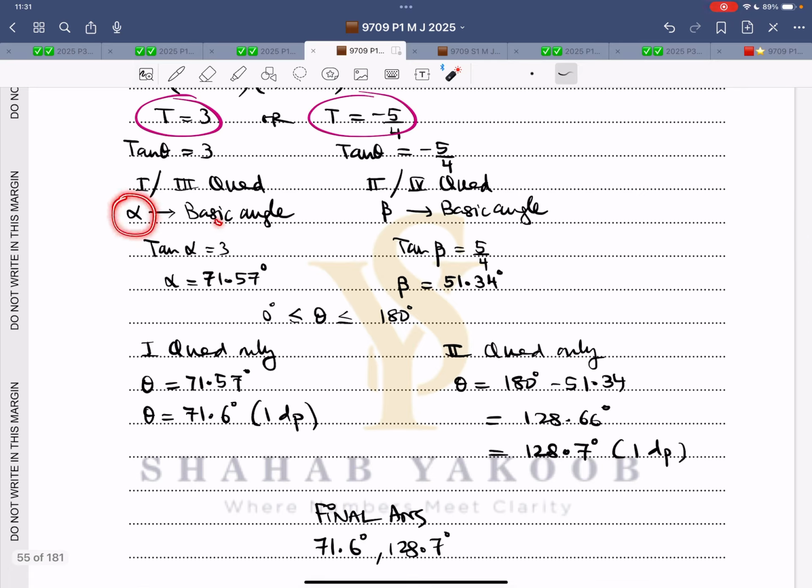Let alpha be the basic angle for this working. Let beta be the basic angle for this working. Tan alpha is 3. Alpha is this much. Tan beta is 5 over 4. We always calculate with the positive ratio. Beta comes out to be this thing.